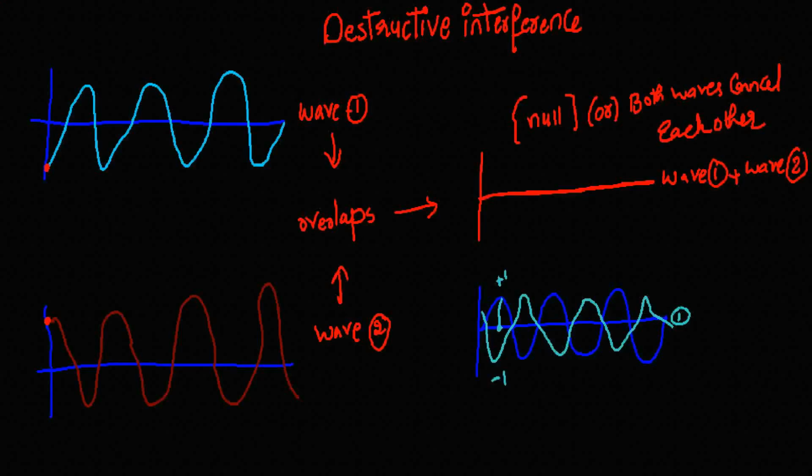So the amplitude of the first peak will be positive 1 for wave 1 and negative 1 for the second wave. The resultant wave is formed by adding these two waves. So positive 1 and negative 1 cancel each other and give you a null, 0. The amplitude of the other peaks on this x-axis gives the same null value. So you can conclude that in destructive interference, the resultant wave formed is a null, or you can say both waves actually cancel each other.